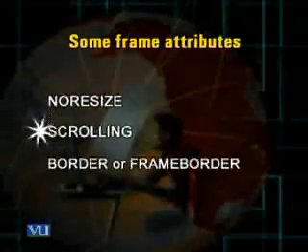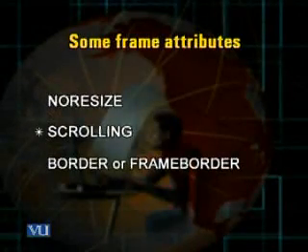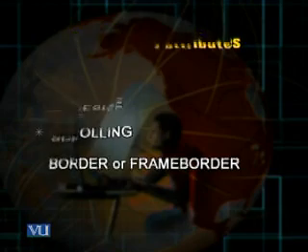Then there is another attribute, scrolling, which we can use in the frame tag. We can keep its value as yes or no. If we keep the scrolling attribute's value yes, that would result in the appearance of a scroll bar on the frame, and if the scrolling is no, then that scroll bar would not appear.